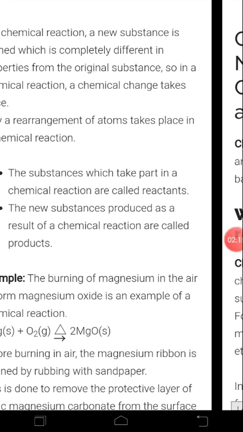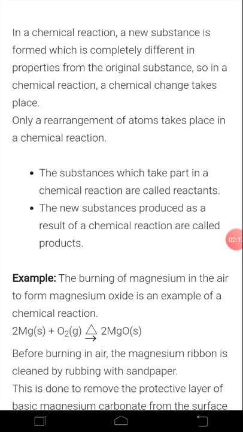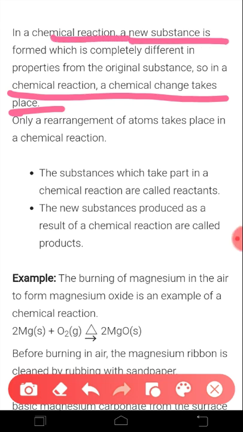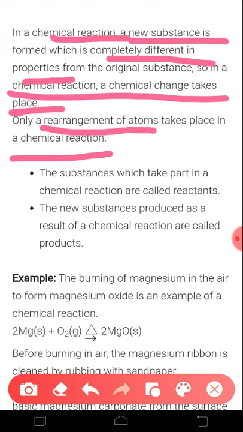In a chemical reaction, a substance is formed which is completely different in properties from the original substance. So in a chemical reaction, a chemical change takes place. A new substance is formed, completely different in properties. Only a rearrangement of atoms takes place in a chemical reaction.